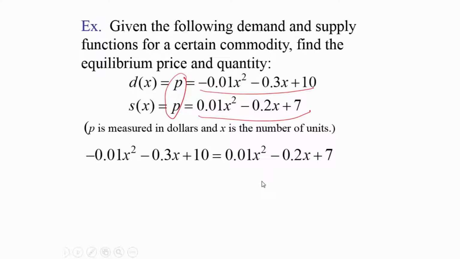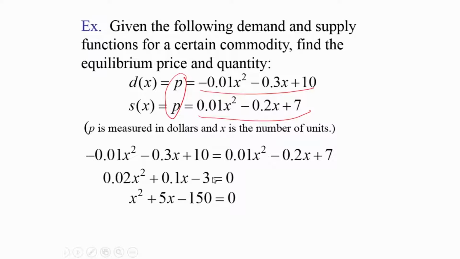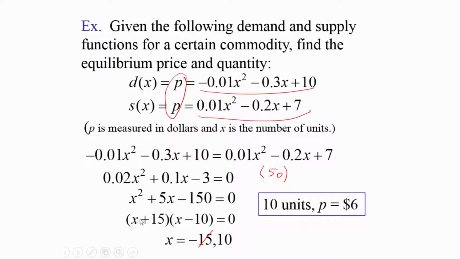Now, simplify. You come up with this quadratic equation equal to 0. Now you have to solve for it. Before we solve it, we multiply everything by 50. So 50 times 0.02 would be 1. 50 times 0.1 would be 5. 50 times 3 is 150. Signs remain as they were. Now you solve for x, which is x plus 15 times x minus 10 equals 0.